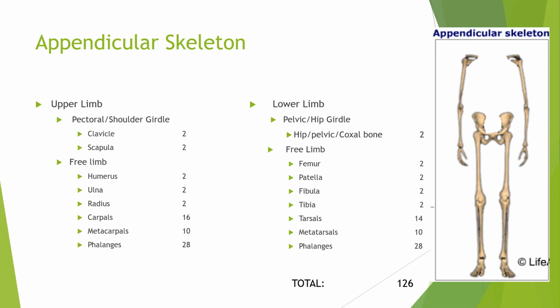As the name states, the appendicular skeleton deals with the appendages, or the limbs. The upper limb consists of the pectoral or shoulder girdle, as well as the free limb. The lower limb consists of the pelvic girdle and the free limb as well. In total, the appendicular skeleton contains 126 bones.